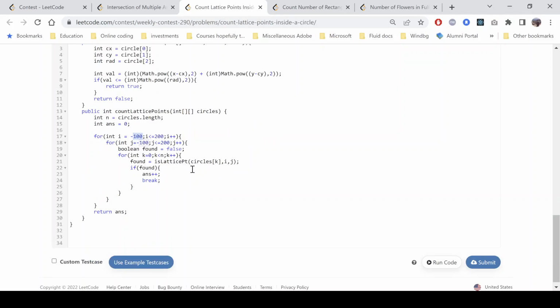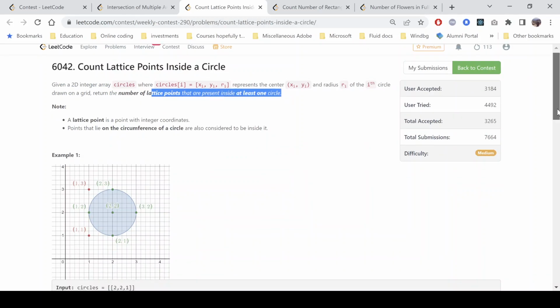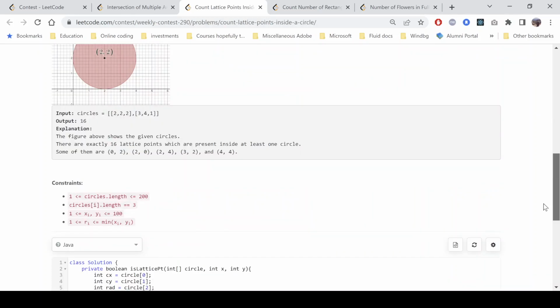Now, we have taken a variable for whether we have found a lattice point or not. We'll see why I've taken it. Then we traverse the number of circles that we are given. If you see in the question, it asks for the number of lattice points that are present inside at least one circle. That means as soon as we find that a point is present inside any of the circles, we are good to go. We can add that to the answer.